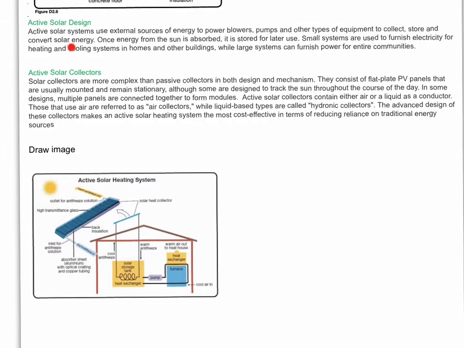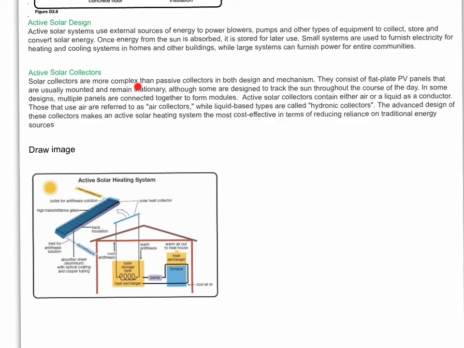other equipment to collect and store converted solar heat. Okay, so you might have a solar wall that's right here, and then from there, a small system used to furnish electricity to heating and cooling systems, while large systems can furnish power for an entire community. And that's what they ended up doing in the Drake Landing area.